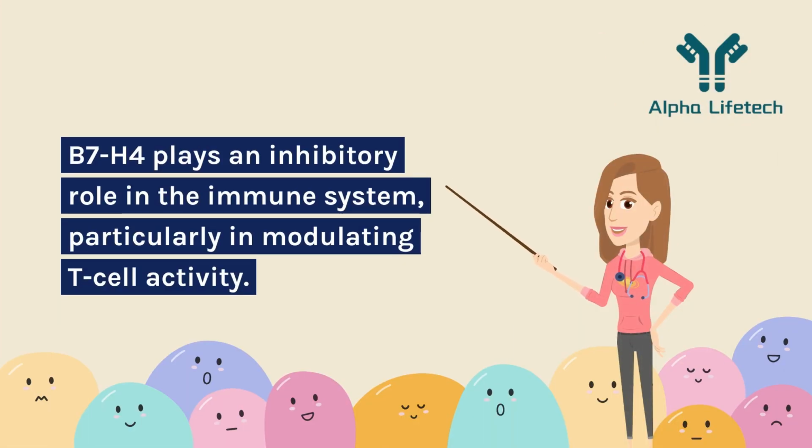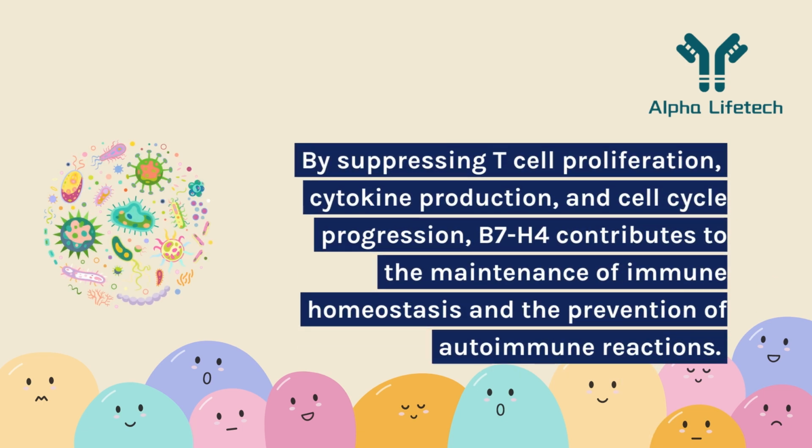B7-H4 plays an inhibitory role in the immune system, particularly in modulating T-cell activity. By suppressing T-cell proliferation, cytokine production, and cell cycle progression, B7-H4 contributes to the maintenance of immune homeostasis and the prevention of autoimmune reactions.